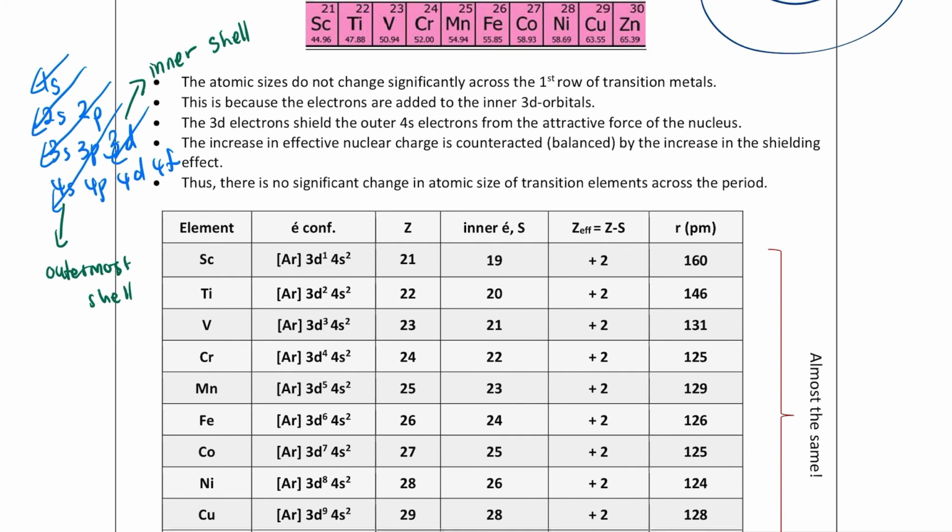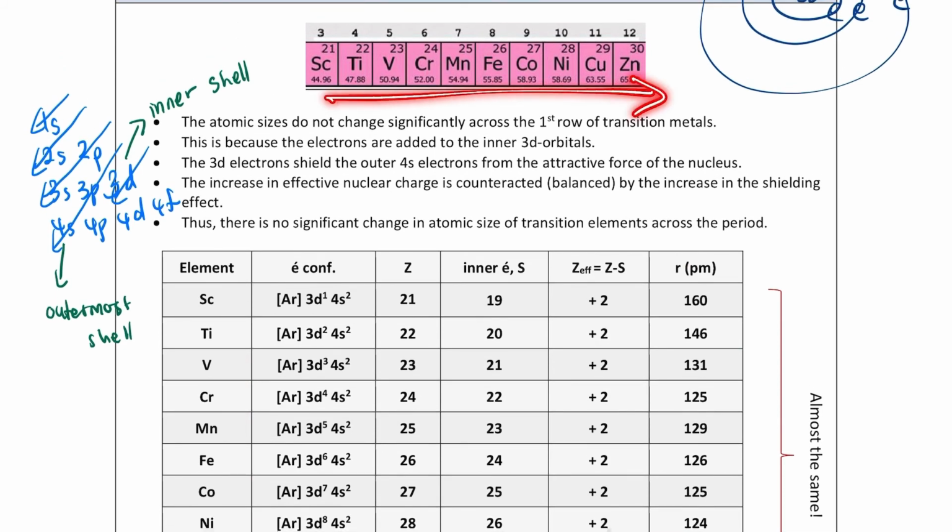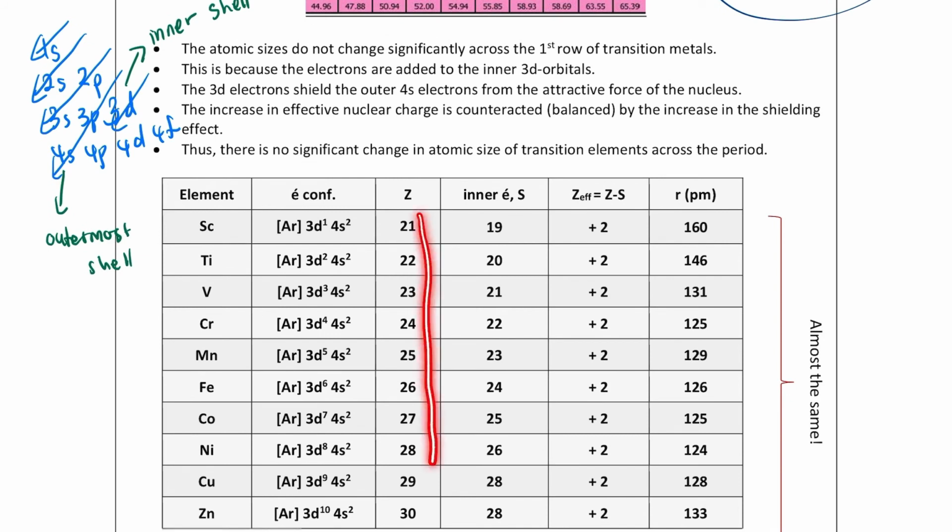Okay, alright, so in this table, what I'm trying to show you adalah dia punya effective nuclear charge. Kita boleh tengok from scandium until zinc. Ini that means across a period lah. So the proton number increases, proton number makin meningkat and this is the electronic configuration. So inner elektron dia adalah 19, 20, 21, 22. Kamu tengok inner elektron dia makin meningkat. Kenapa makin meningkat? Because elektron yang added every single time is added to the inner 3D orbital.